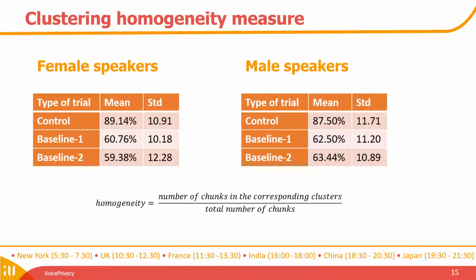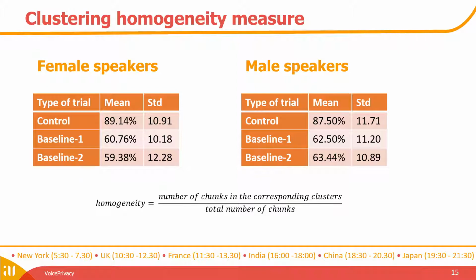We also use what we call the clustering homogeneity measure, which corresponds to the ratio between the number of chunks in the corresponding clusters and the total number of chunks, expressed as a percentage. The tables present the distributions of homogeneity measures for female and male speakers. As we can see, the clustering homogeneity measure is higher for the control trials, which is expected because they don't contain any anonymized chunks. We can observe no significant difference between male and female speakers in terms of clustering homogeneity measure.